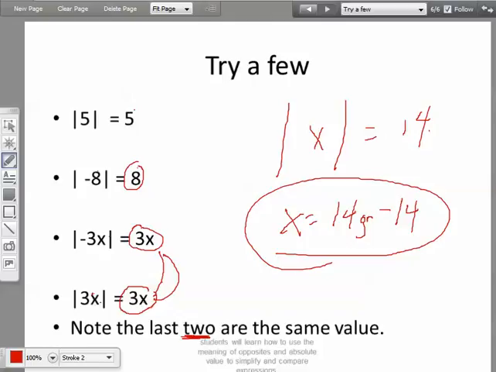Remember, x is the distance away from the origin, so when you get asked that, you'll remember what it's coming from. I look forward to seeing you.